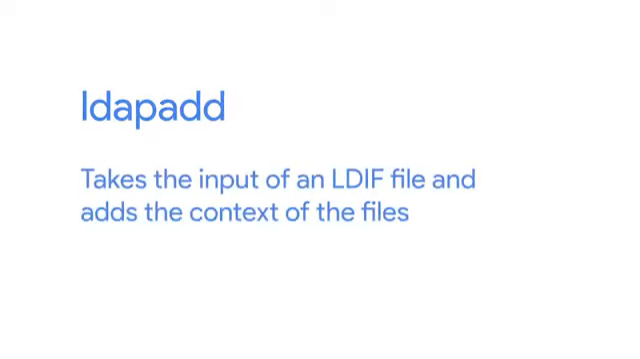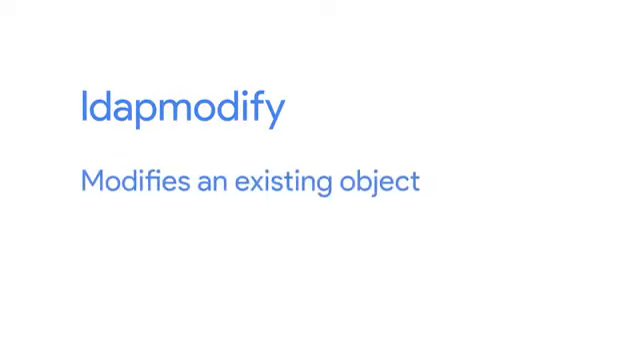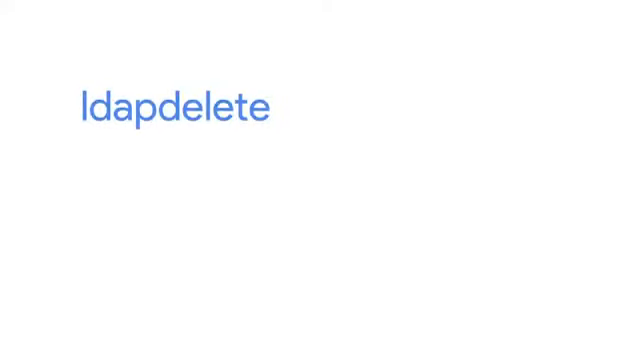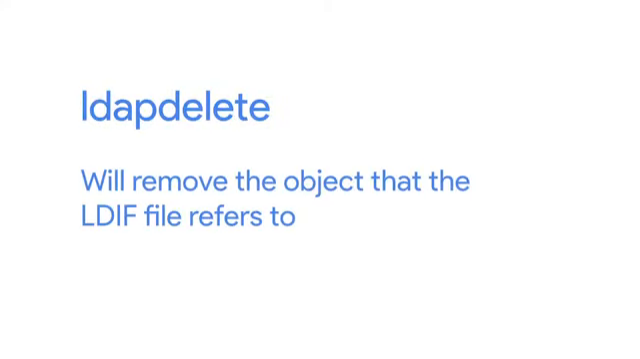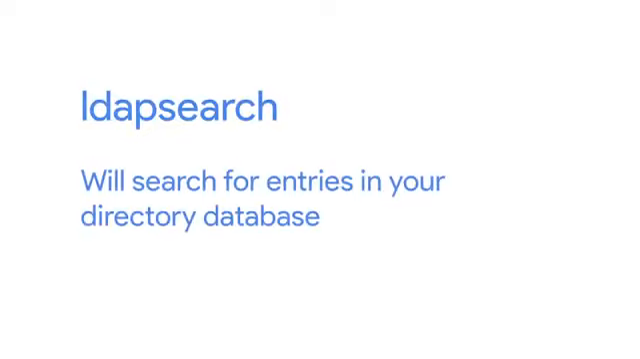Once you've written your LDIF files, you're practically done. Depending on what task you want to do to your directory, you'd run commands like these. LDAP add. This takes the input of an LDIF file and adds the contents of the file. LDAP modify. As you can guess, this modifies an existing object. LDAP delete. This will remove the object that the LDIF file refers to. LDAP search. This will search for entries in your directory database.